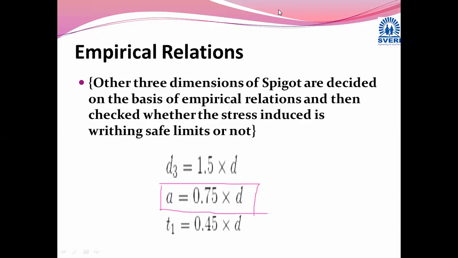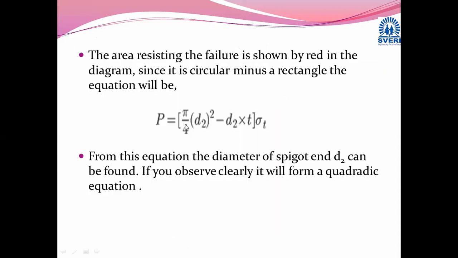When we are going to design this spigot for the direct tensile load, here also we have a chance that we can calculate D, that is D2. Right? So once you are able to calculate this D2, then why is it necessary again to go and use this formula for calculating D2? That you can ask. But here you can check whether the load carrying capacity of that spigot is correct or not.